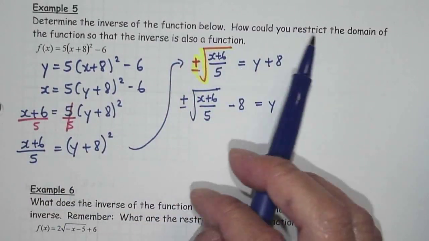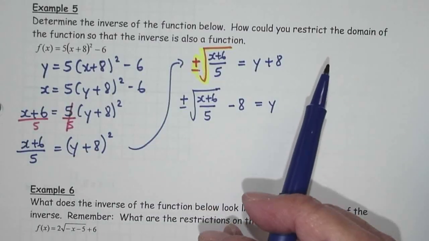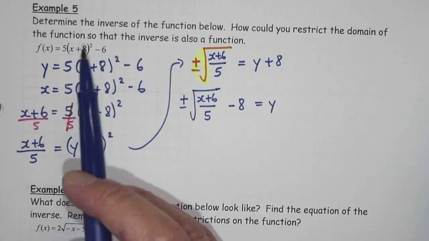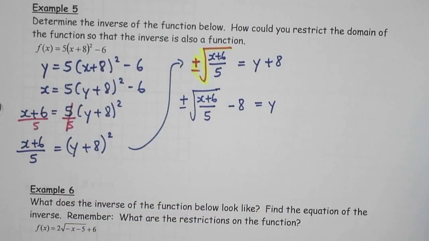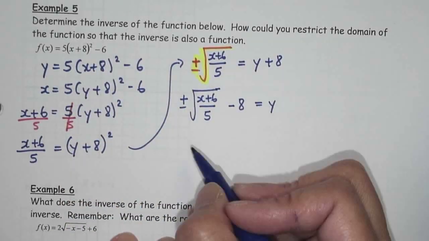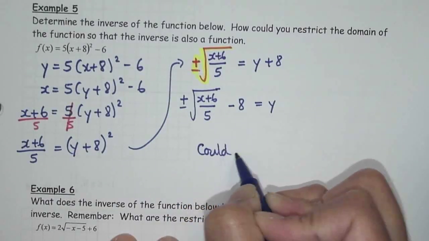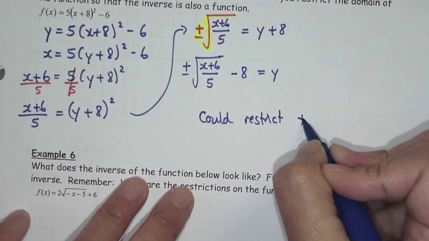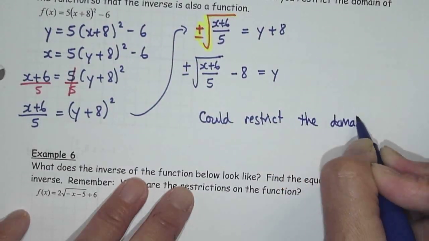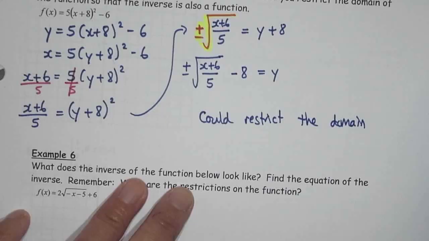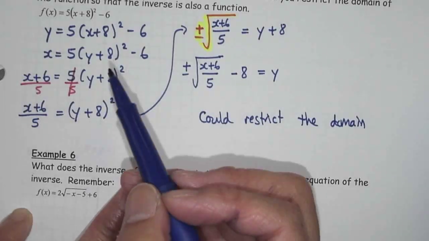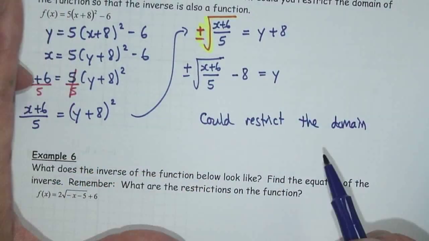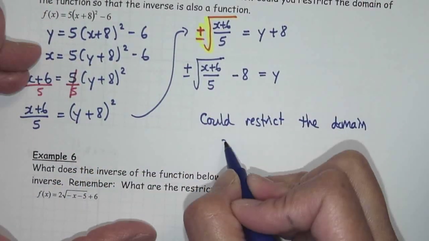Okay, and then the question was, so the inverse is plus and minus. That's good. How could you, if you wished for this to only be half, how could you have restricted the original function so the inverse is also a function? So I could restrict the domain. And what would you restrict the domain as? The left side or the right side of the original parabola. How do I do the left side of the original parabola?